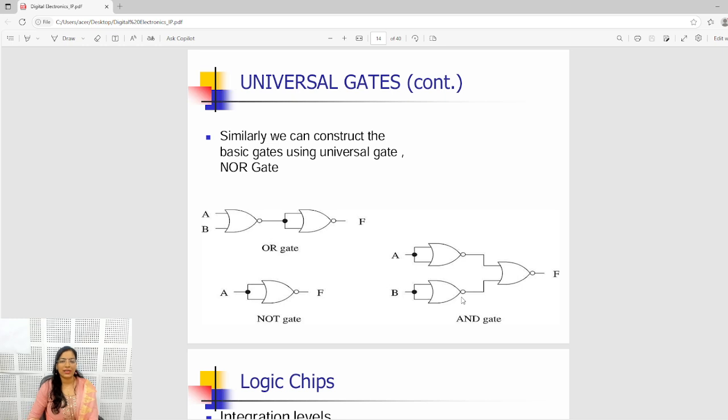Similarly, we can construct the basic gates using the universal NOR gate. Here in the representation, we construct a NOT gate using a single NOR gate, where the terminals are shorted. And for constructing an AND gate from NOR gates, we need three NOR gates. The inputs go to the first and second NOR gates, and the outputs of the first and second NOR gates are computed by the third NOR gate, and as a result we get the AND gate.